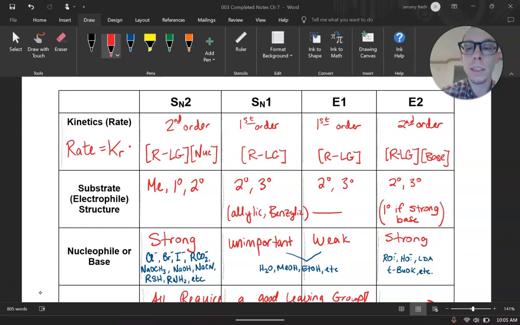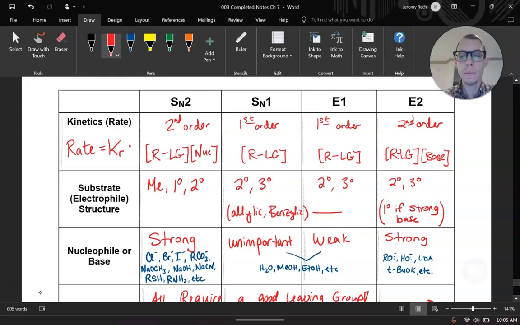For your SN1 and your E1, the strength of your nucleophile is a lot less important. If you really want to promote the 1s, often you'll choose a very weak nucleophile or base, and those are going to be ones that are protonated. So methanol instead of a methoxide, ethanol instead of an ethoxide. If you see things that are not charged and instead are protonated, those are going to be weaker nucleophiles and bases and much more likely to favor our 1 reactions.